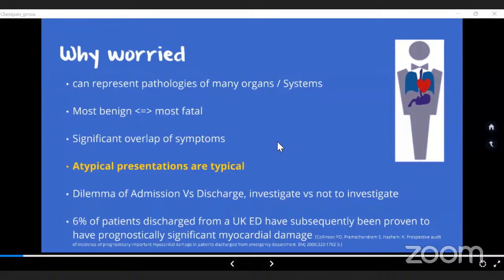Right. So it can present due to various pathologies of many organs. It can be the heart, it can be the lungs, it can be the rib cage, it can be the muscles, it can be the diaphragm, and that can be due to some problems with the abdomen. So it can be anything. So we need to identify which organ or which system gives that problem.